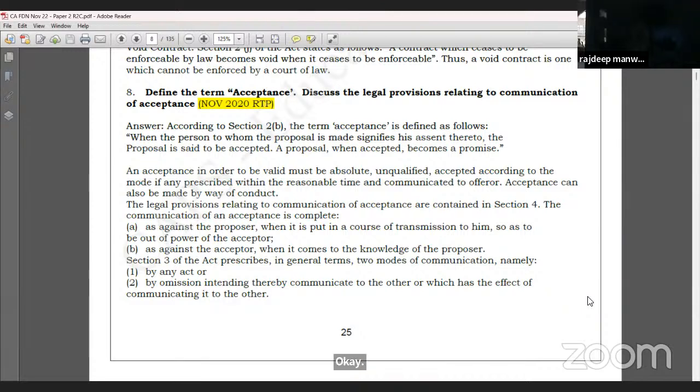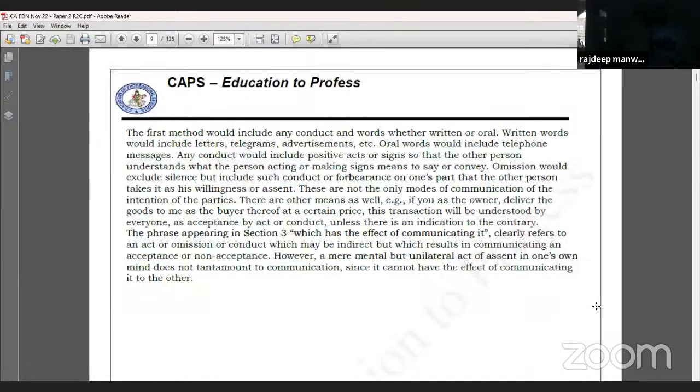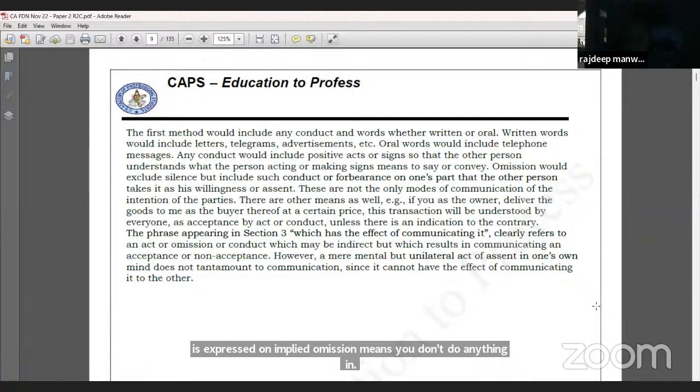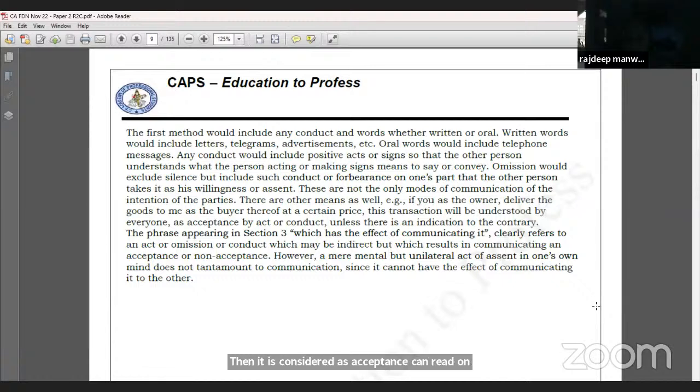Section 3 of the Act prescribes in general terms two modes of communication, namely by any act or by omission, intending thereby to communicate to the other or which has the effect of communicating it to the other. The first method would include any conduct and words, whether written or oral, that is expressed or implied. Omission means you don't do anything, and then it is considered as acceptance. Written words would include letters, telegrams, advertisements, etc. Oral words would include telephone messages. Any conduct would include positive acts or signs so that the other person understands what the person acting or making signs means to say or convey. Omission would exclude silence but include such conduct or forbearance on one's part that the other person takes it as his willingness or assent.